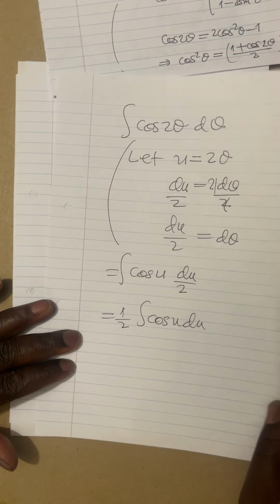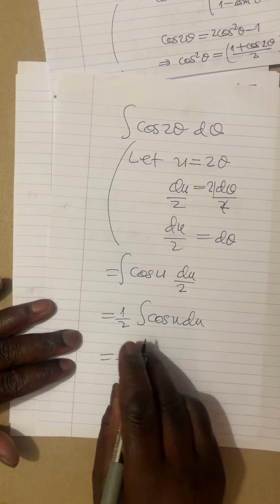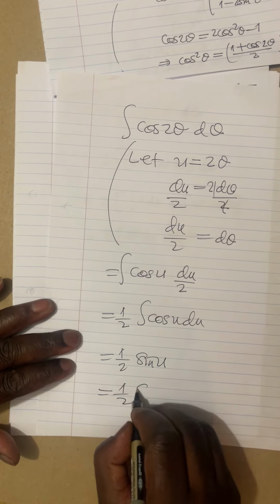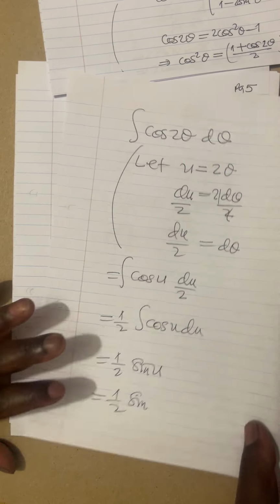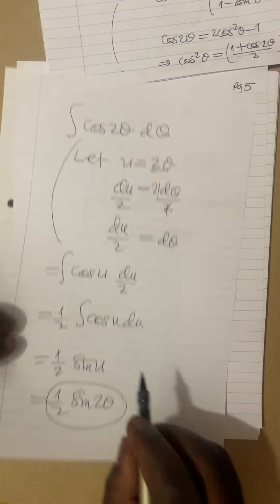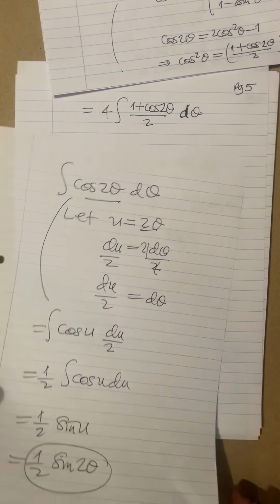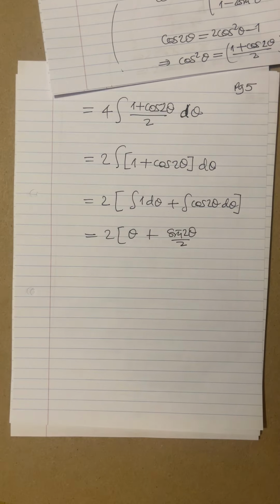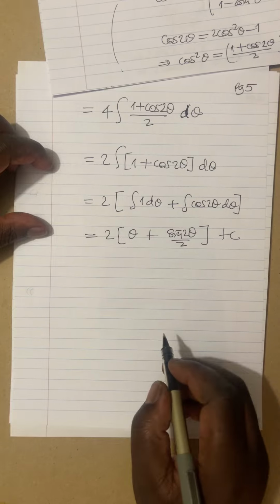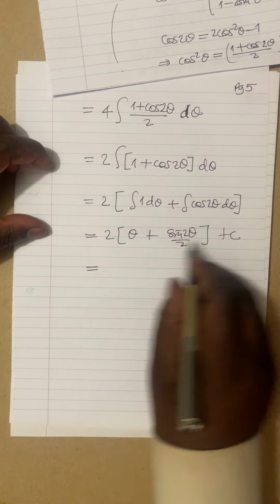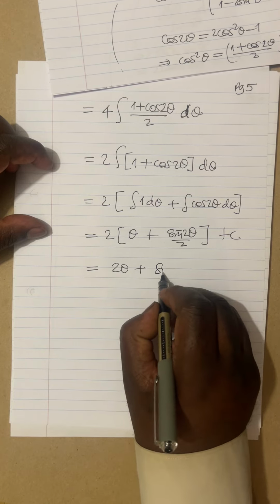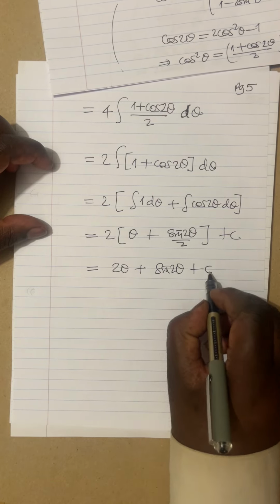What is the integral of cosine of u? It is actually sine of u. And what is u? u is basically 2 theta over here. So the integral of cos 2 theta is actually half of sine 2 theta. That's what I've written here. So now this is what we have, and we are supposed to now say plus c because we're done with the integration. Distribute the 2. You're going to have 2 theta, plus these 2 cancel, so you're going to have sine 2 theta plus c.